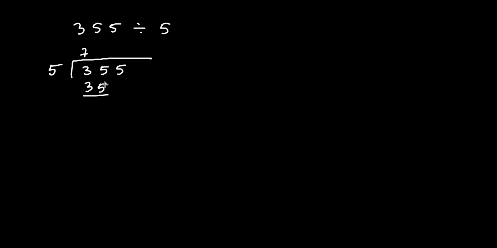And then subtracting the numbers gives 0, so we bring down the next digit. So that becomes 5. And then 5 goes into 5 once, so we put 1 at the top, and then we put 5 times 1 over here. And then we subtract the numbers, which gives 0. So that's where the division stops, and the answer is 71.